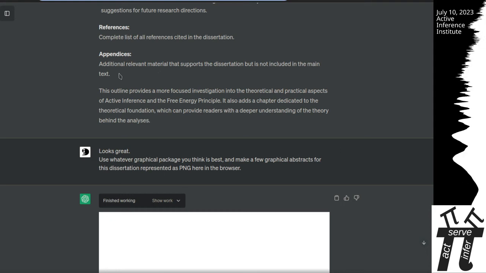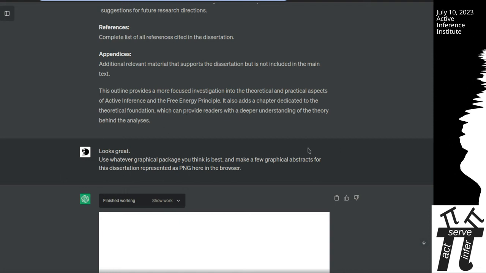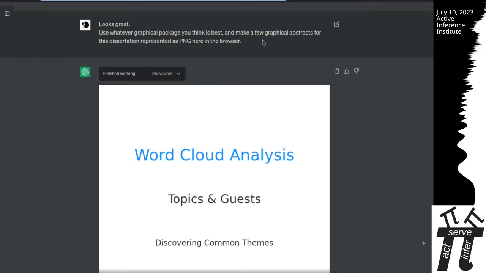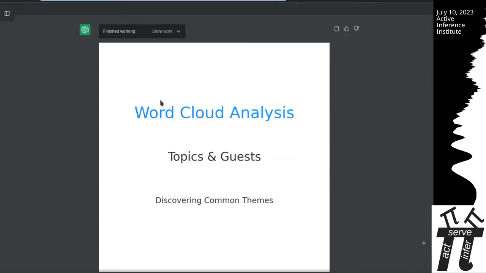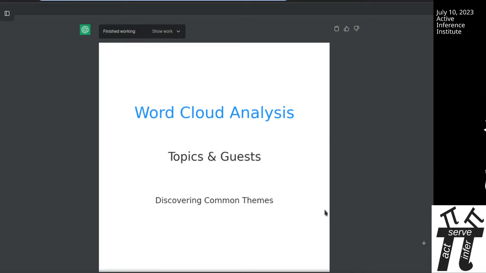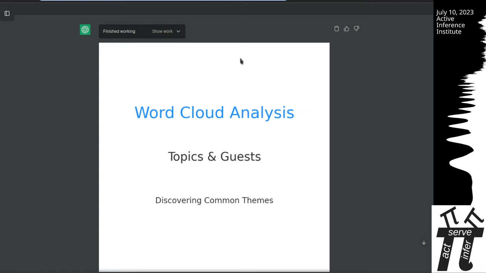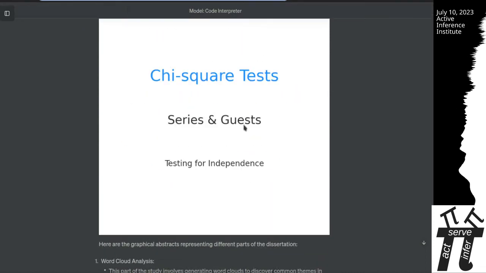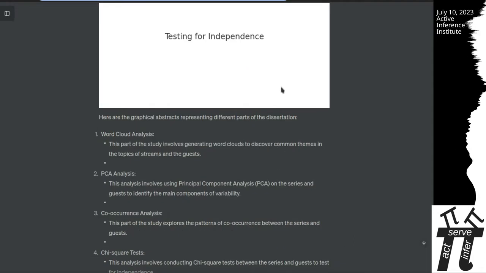But natural language is not all, and this visualization capacity looked really powerful. So I asked for a graphical abstract for that dissertation as a PNG in the browser to make sure that it was going to be visible and not just downloadable. So here we see a really meta word cloud analysis. In fact, this is a simple word cloud, but nice summaries of the chapters would be good for presentations.